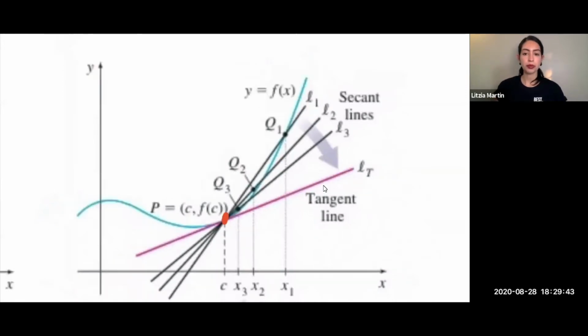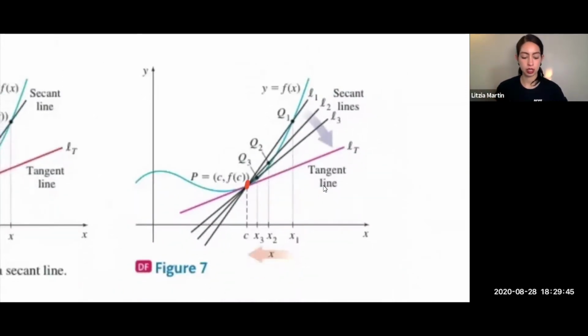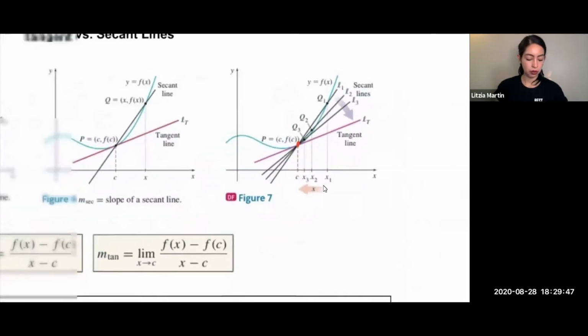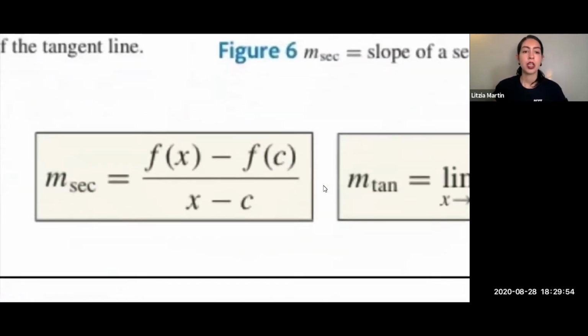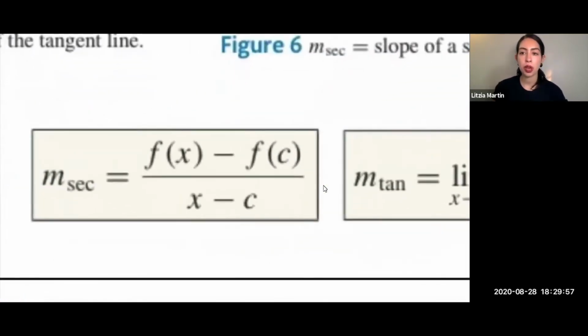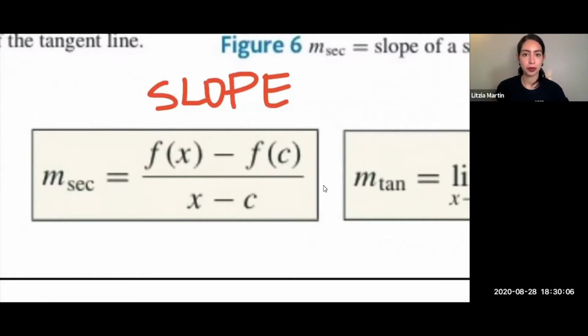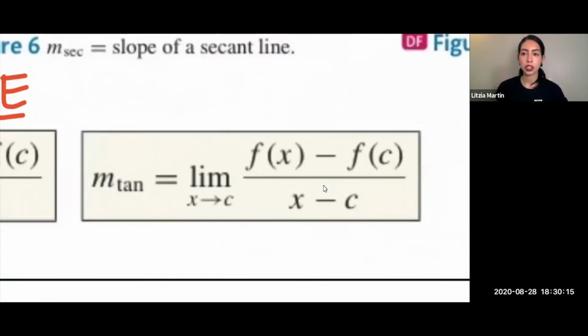So how do these relate? Well, when it comes to finding the slope of the secant line, we can see the formula here. Slope of the secant line is equal to f of x minus f of c divided by x minus c. This is our basic slope formula. It's the one you've learned and have used for several years now. So how do we transform it into the tangent line?